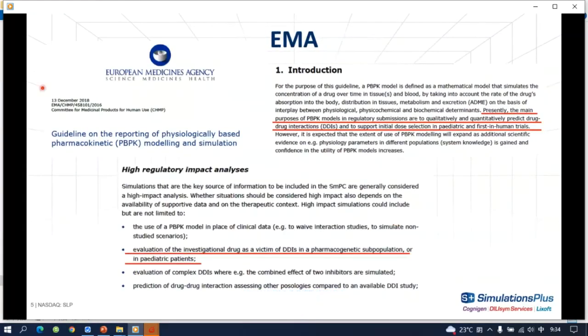In 2018, EMA published their guidance on general physiologically based pharmacokinetic modeling. And pediatric dose selection in pediatric trials or for children has been highlighted as one of the main purposes of the PBPK models. And specifically, the prediction of the PK in pediatric patients is one of the high regulatory impact analyses where it could have labeling consequences.